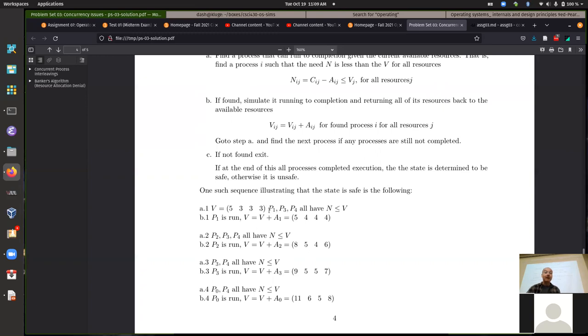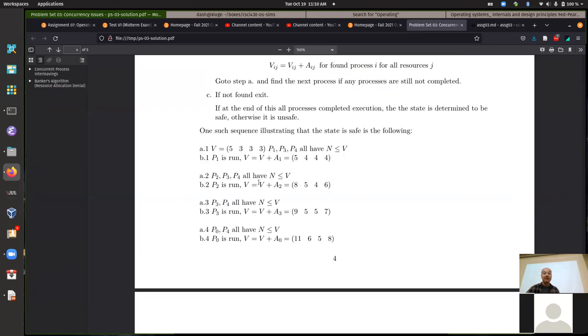A good thing to show for the Banker's algorithm is, at each step, which processes are candidates. Maybe I probably should fix this to also keep track of which ones have been marked or run so far.